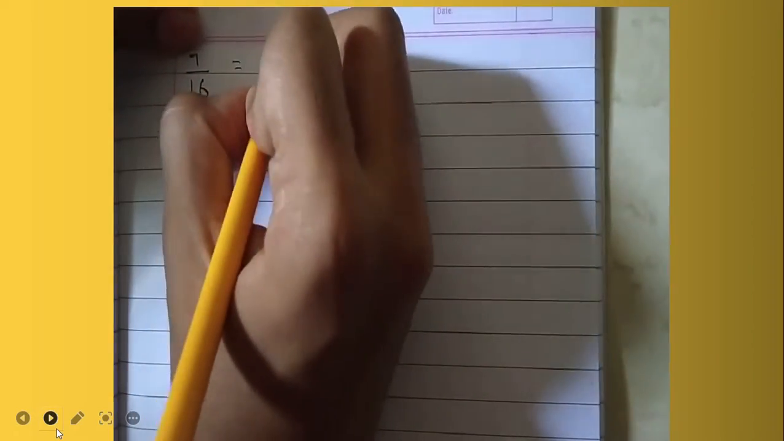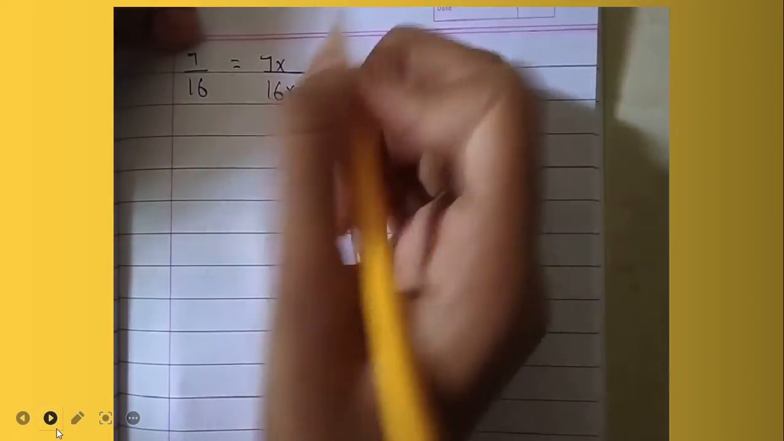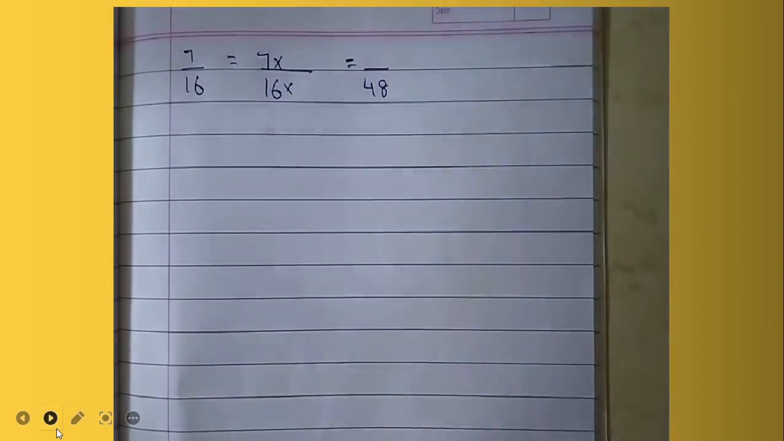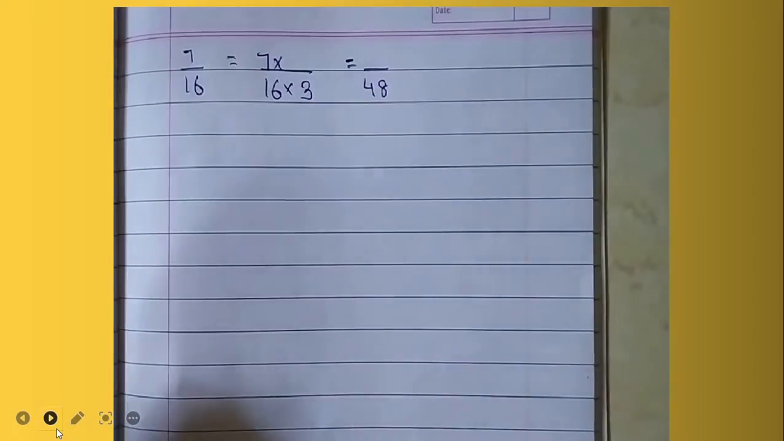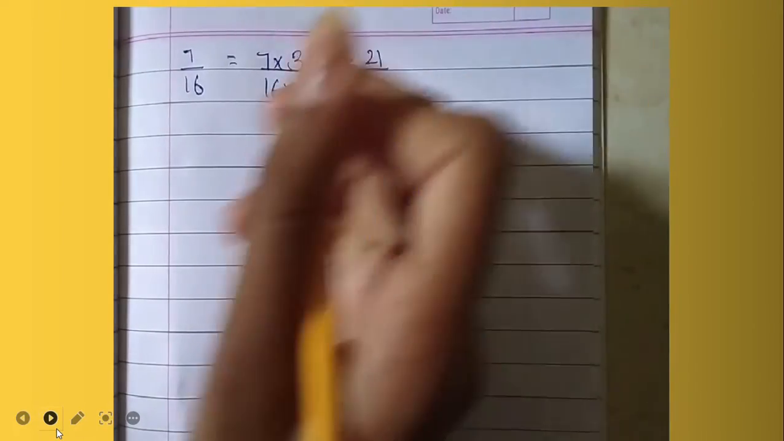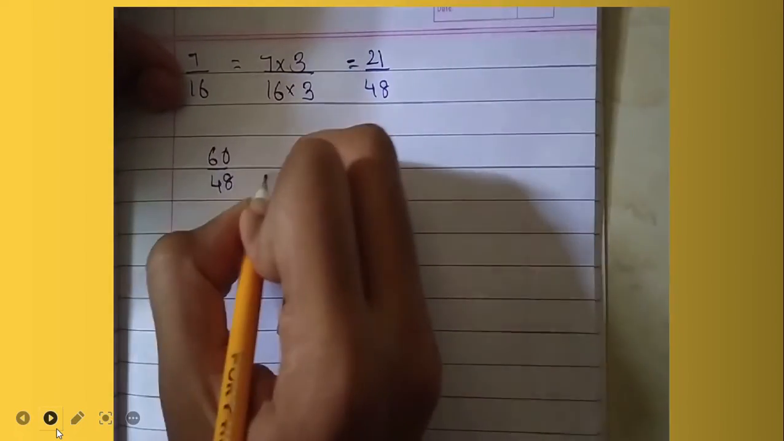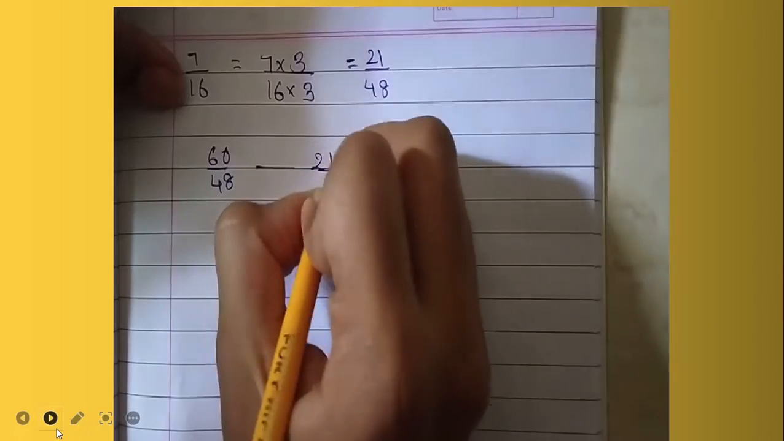Now the next is 7 upon 16, right? So 7 into what and 16 into what, so that we get the answer in the denominator as 48? So 16 threes are 48, and 7 also we have to multiply by 3. So 21. The numbers are 60 upon 48 dash 21 upon 48.